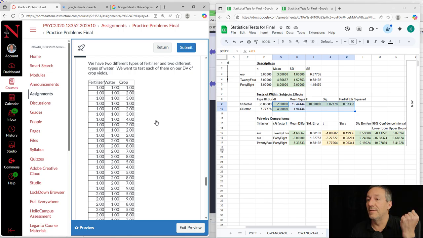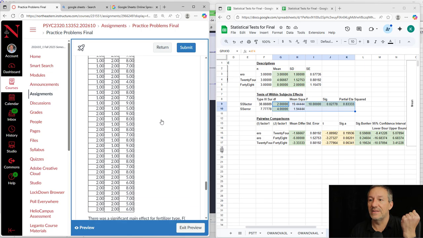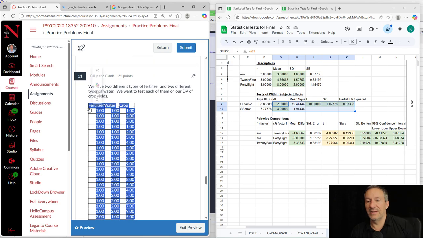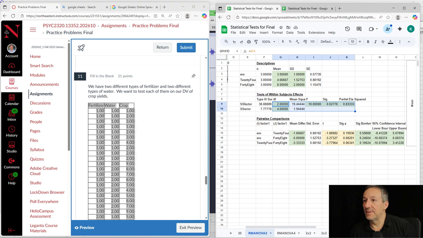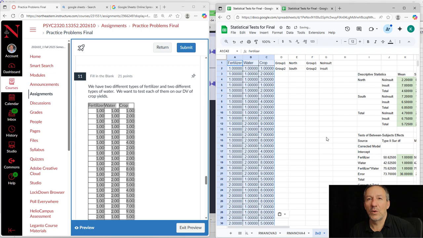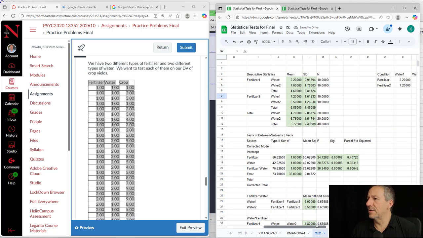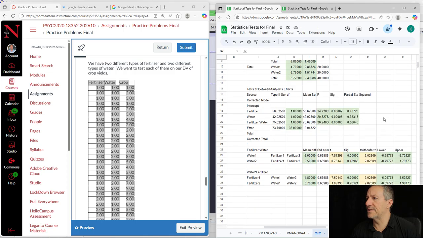Okay, this one's not going to be on this, at least for this semester. This is not on the test, but I'm going to do it in case maybe I decide to include it in future tests. This is a 2-way ANOVA, a 2x2, because we have two different crops and two different waters. We're looking at crop yield. Okay, if I was to look at this, what I'd look at first are, so we do have main effects. Main effect for fertilizer, main effect for water, we see that right there.